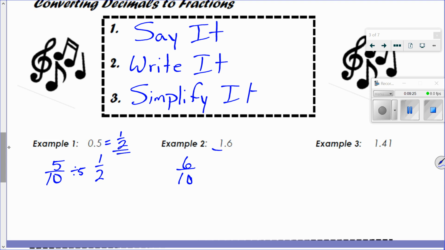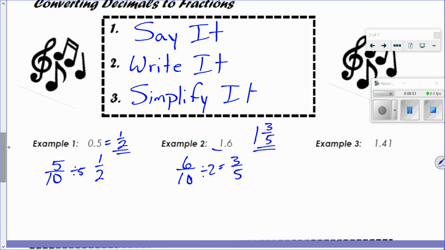What can I simplify 6 and 10 by? 2. So I divide both those by 2, gives me 3/5. Once I have the fraction, I can now put any whole numbers back with it. So now it becomes 1 and 3/5. That make sense? What about write it? That's when we wrote it right here. That's the 6/10 is writing it. Yes, Helen? So we wrote it.